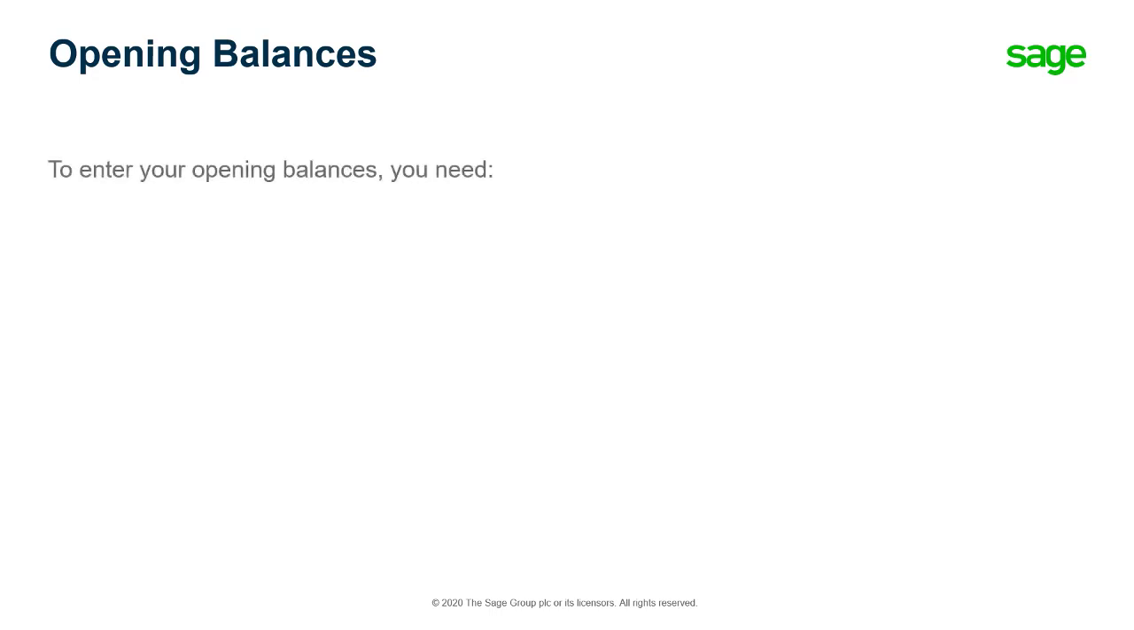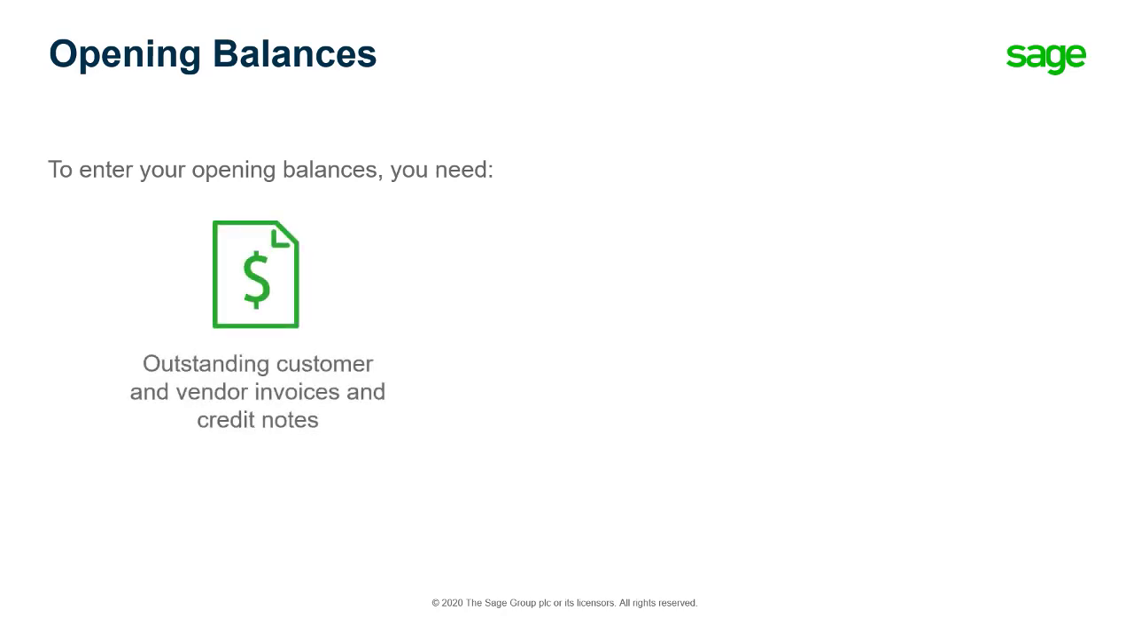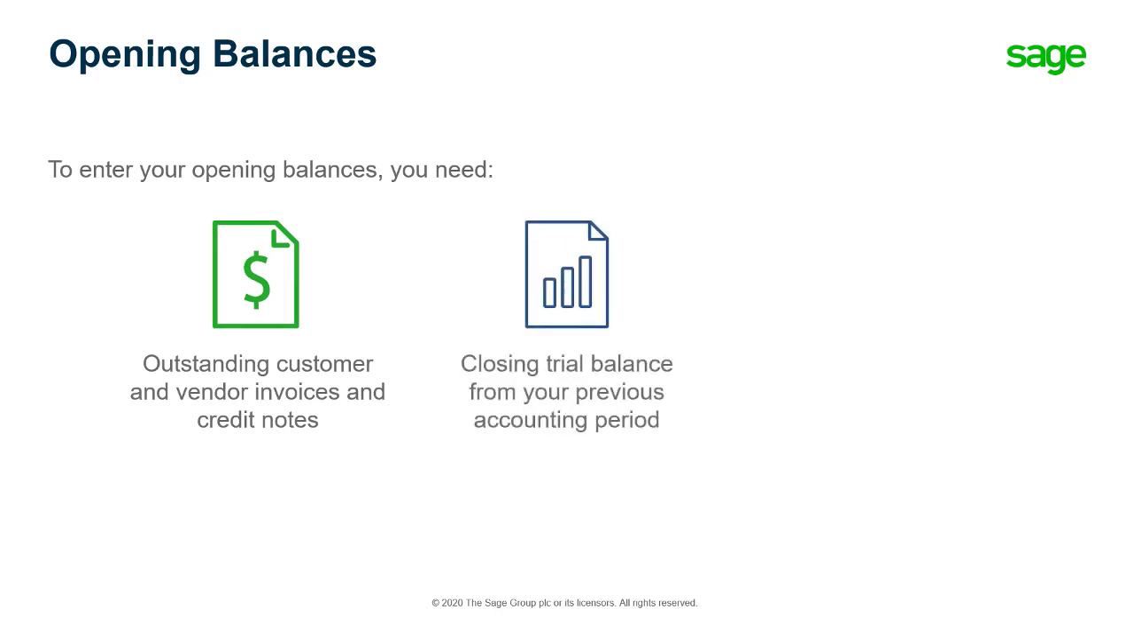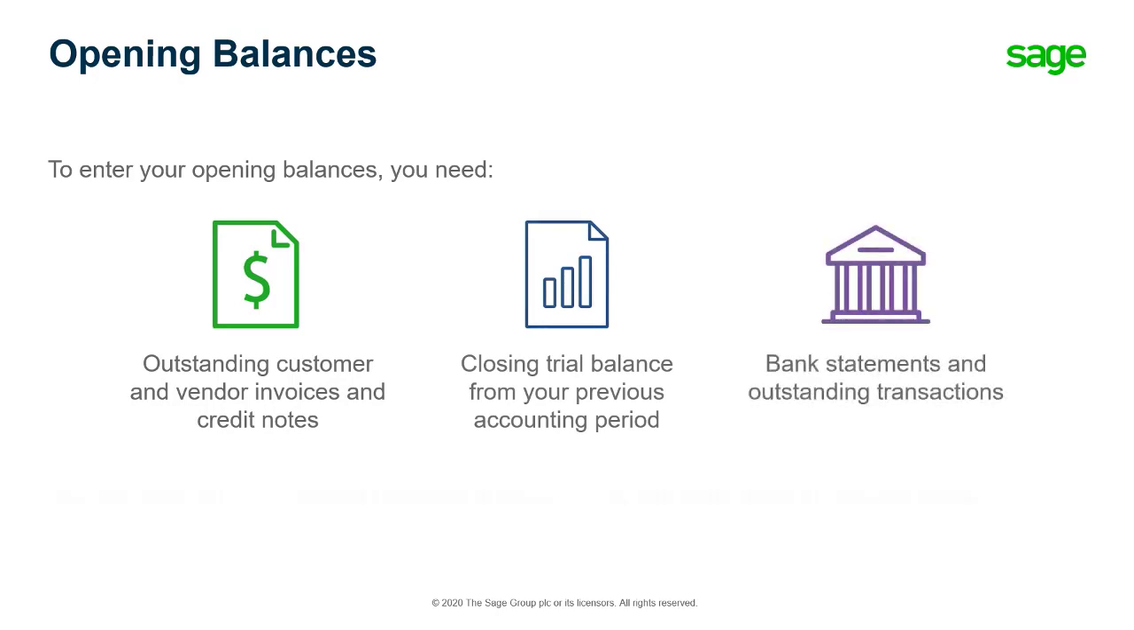To enter your opening balances, you need three things. First, a list of your outstanding customer and vendor invoices and credit notes. Second, your closing trial balance from your previous accounting period. Third, your bank statements, as well as a list of outstanding transactions from your previous accounting system.